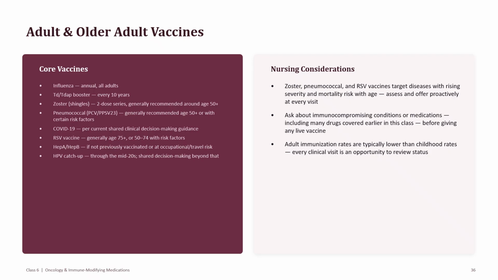And so the real connection back to everything we've spent time talking about is to think about who's sitting in front of you on the adult medicine or oncology floor. You have patients on chemotherapy, biologic response modifiers, DMARDs, and the transplant immunosuppressants we covered earlier today. These are the exact patients who both need the most careful screening before any live vaccine and are the most vulnerable to the very diseases these adult vaccines are designed to prevent.